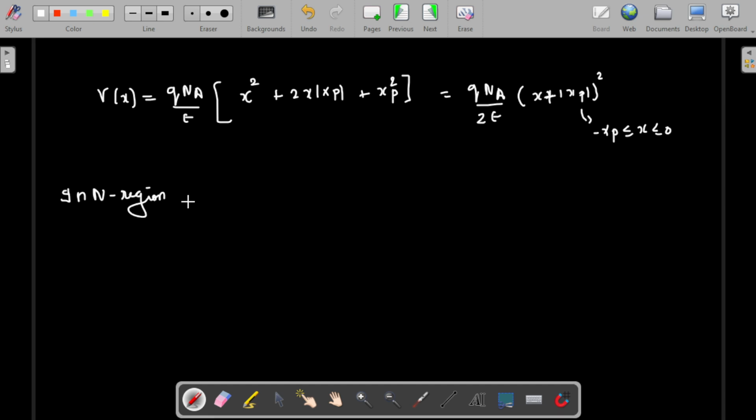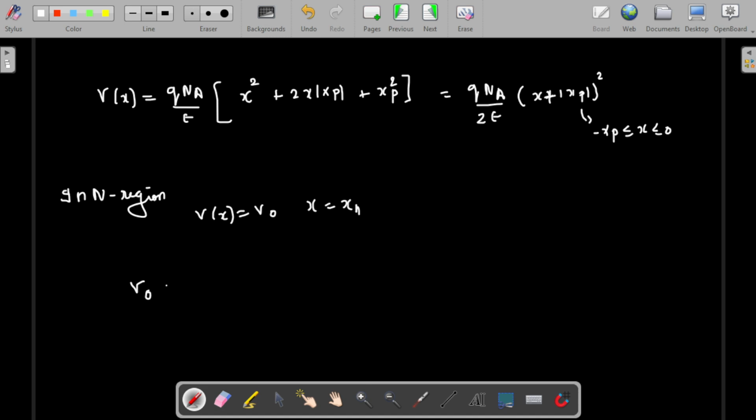So similarly in the n region, if we apply the condition, then we will be able to get the equation. I am leaving this to you guys, so you can also try this one. In this, the boundary condition needs to be V of x equal to V naught when x is equal to xn. So we have to substitute this one.